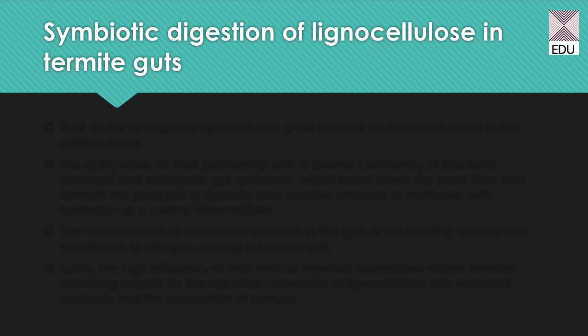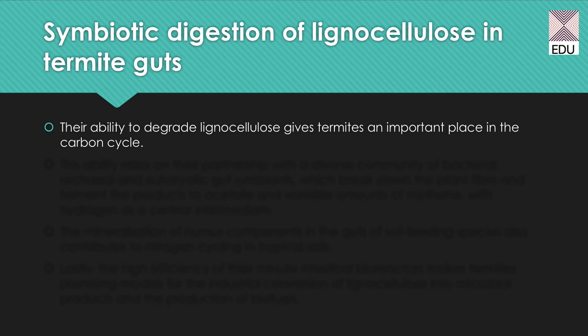Now, symbiotic digestion of lignocellulose in termite guts. So this is a very recent study. Here, the ability to degrade lignocellulose gives the termites an important place in the carbon cycle. As you know, cellulose is basically a carbohydrate, and carbohydrates have lots and lots of carbon because carbohydrates are made up of C, H and O. So that's why the termites have a very big contribution in the carbon cycle.